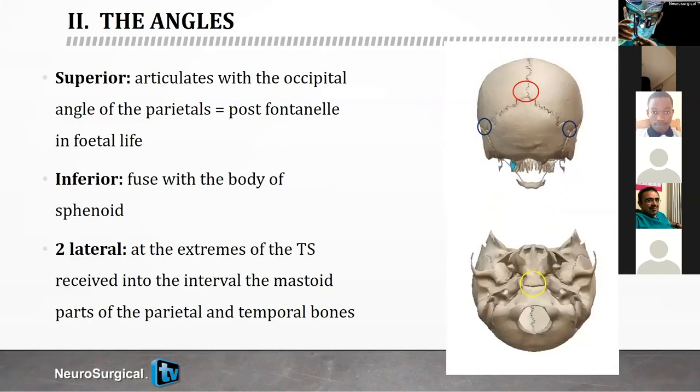The occipital bone has mainly 4 angles. We have a superior angle, which we see here in red, which articulates with the occipital angles of the parietal bones. We have 2 lateral angles at the extremes of the transverse sinus, which receive the mastoid parts of both the parietal and the temporal bone. And then we have an inferior angle, which fuses with the body of the sphenoid anteriorly.